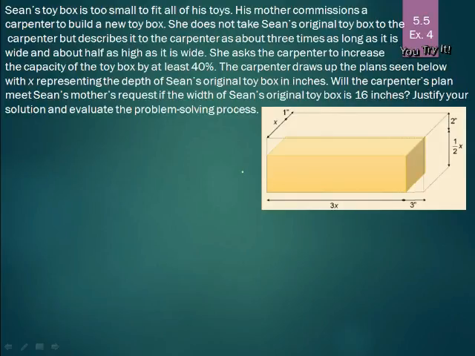Sean's toy box is too small to fit all of his toys. His mother commissions a carpenter to build a new toy box. She does not take Sean's original toy box to the carpenter, but describes it to the carpenter as about 3 times as long as it is wide and about half as high as it is wide.